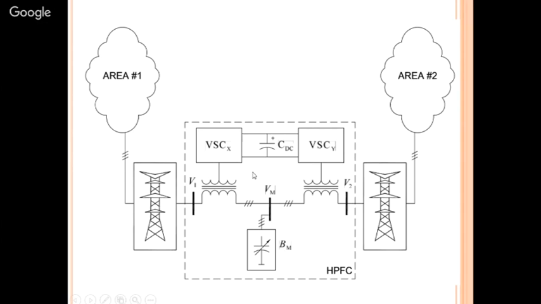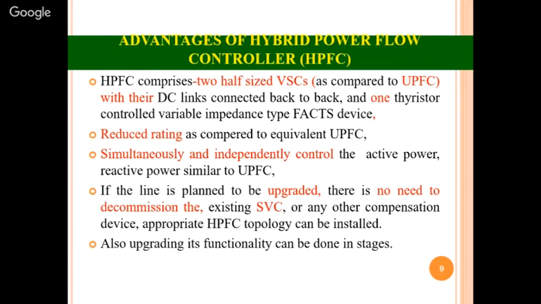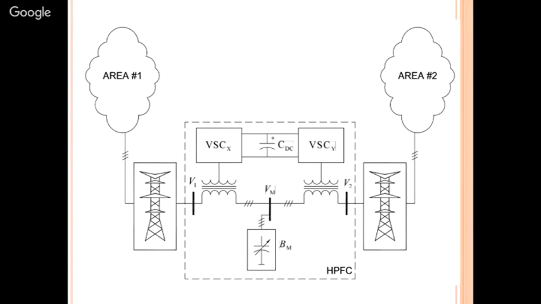Now what you can make different is the topology. In this case, these VSC voltage source converter based devices are connected in series, and this variable impedance device is connected in parallel. What you can do is connect this in series and make these in parallel. This is how you can make the various changes. Now, if you have understood this concept, then I will be moving on to the MATLAB simulations.